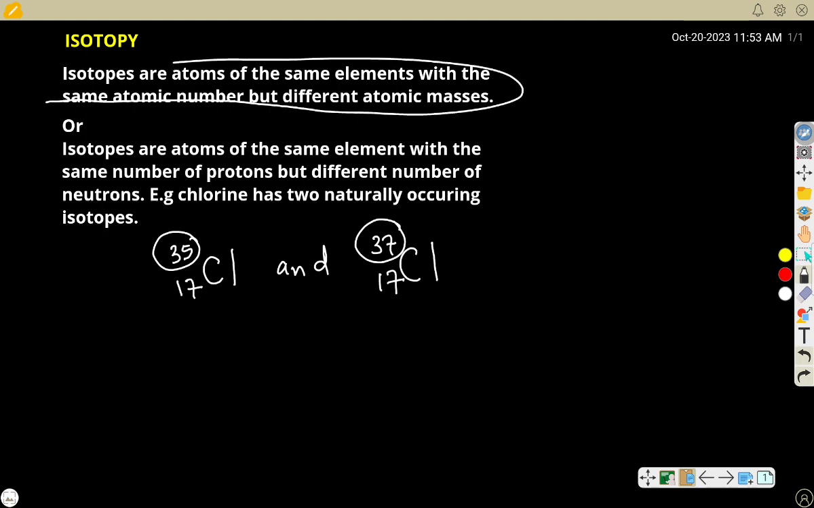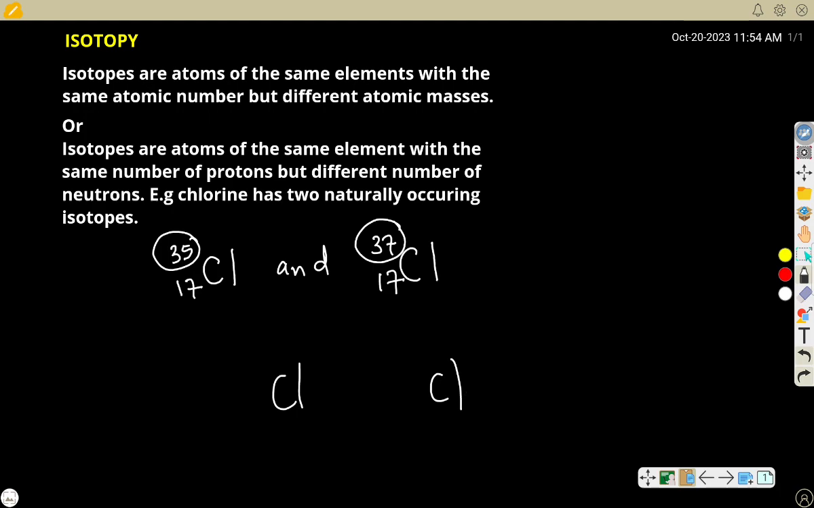So the meaning is: isotopes are atoms of the same element, because we have chlorine, we also have chlorine, with the same atomic number. So they both have 17, 17, but different atomic masses. They both have 35 here and this one has 37. So that is the definition.